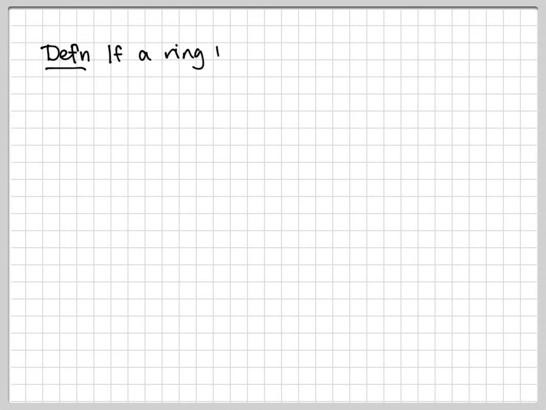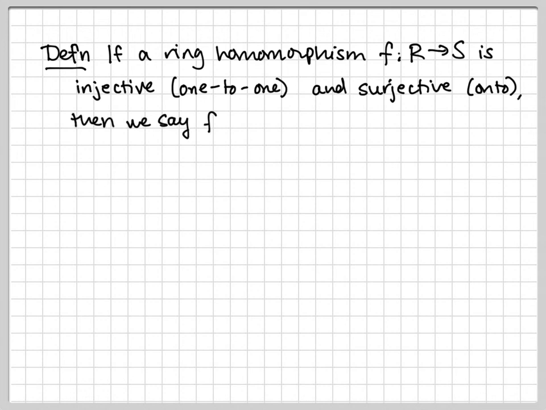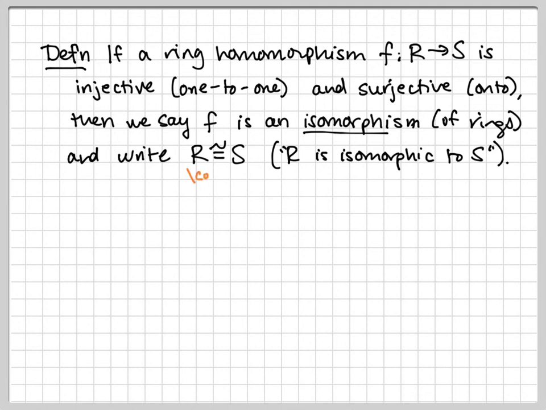All right, we're at the last slide here. If a ring homomorphism from R to S is injective, which is a fancy way of saying one-to-one, and surjective, which is a fancy way of saying onto, then we say that F is an isomorphism of rings. We also write R is isomorphic to S, with that little equal sign with the squiggle on top. If you're LaTeXing this, by the way, that is the \cong LaTeX command.